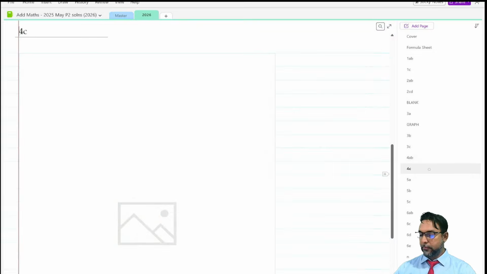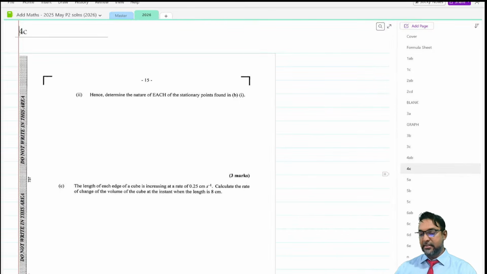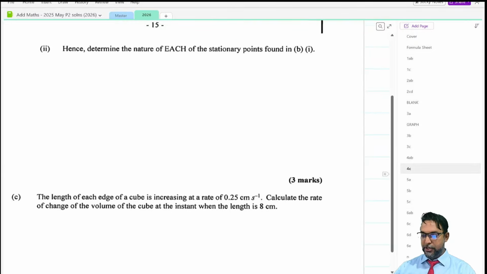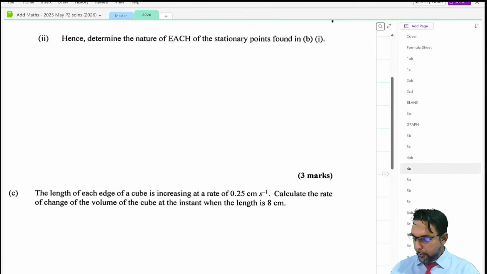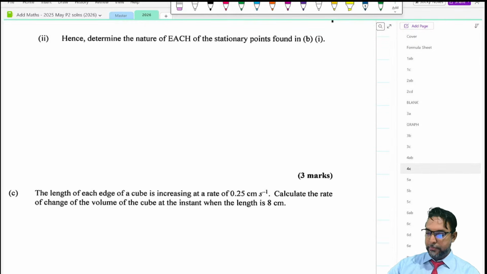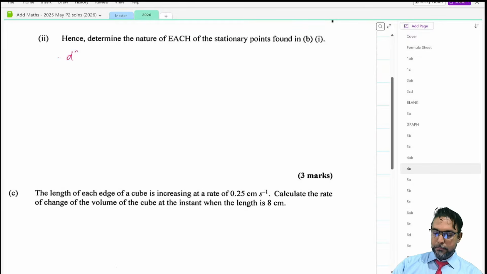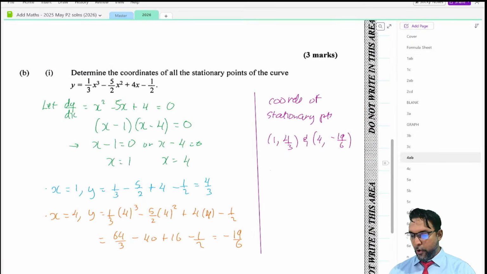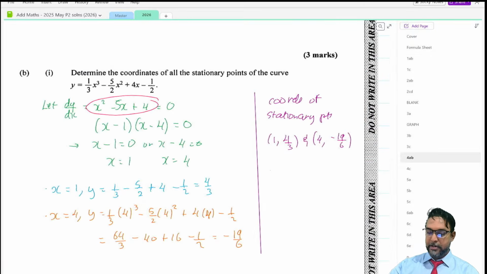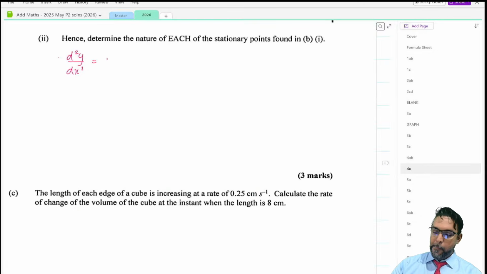No? Alright, cool. 4C. Hence determine the nature of each of these stationary points. Oh, okay, cool. So we have to find d2y dx2. Start there. The second derivative, or second differential coefficient, right? So this is the first derivative. So then just 2x minus 5?